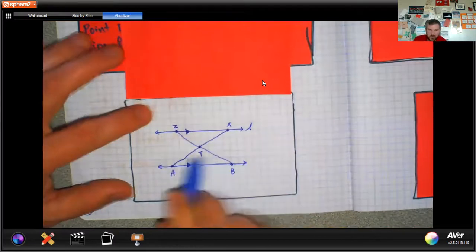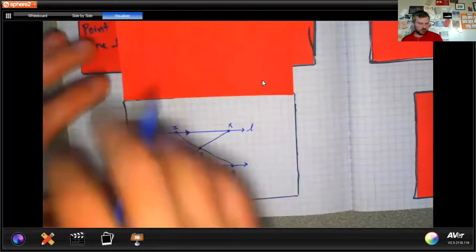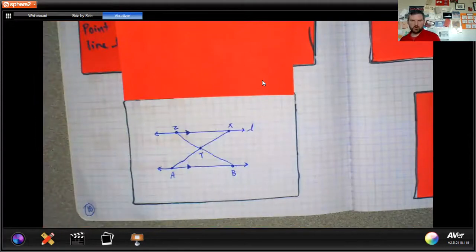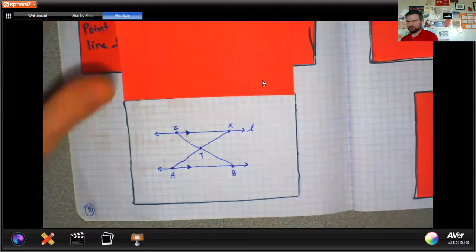So watch that. Before you just throw the points on there, make sure you read the whole diagram, okay, or the whole sentence. Okay, so that's those three. Hopefully you did well on those.